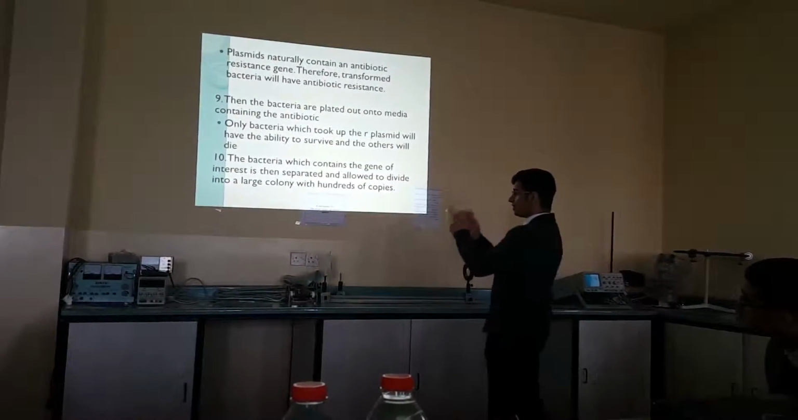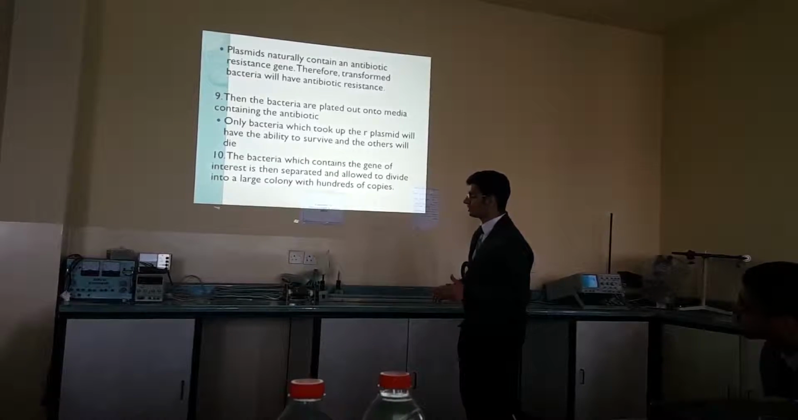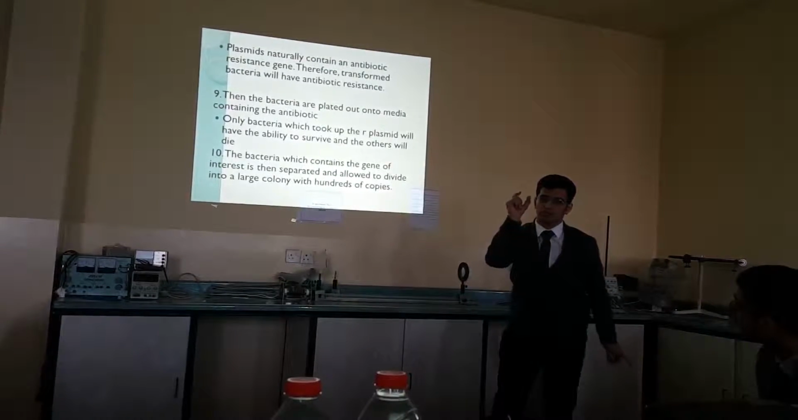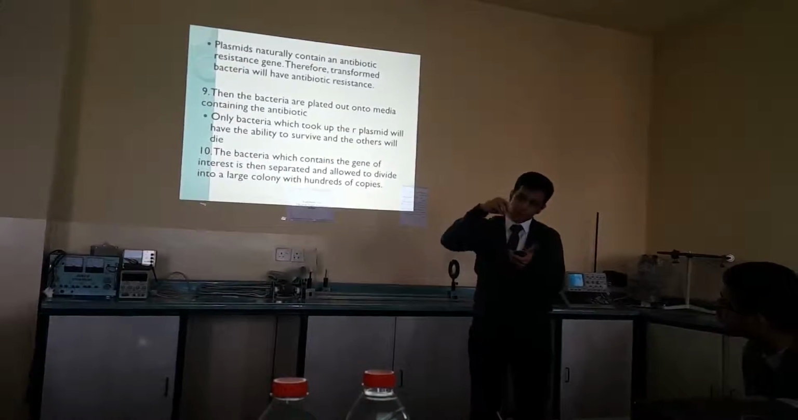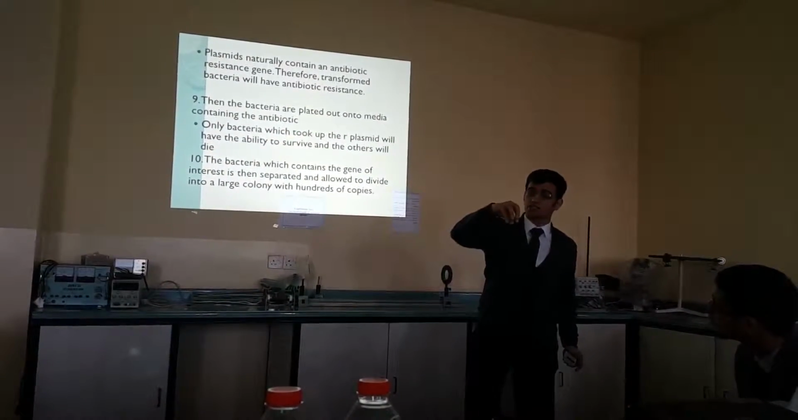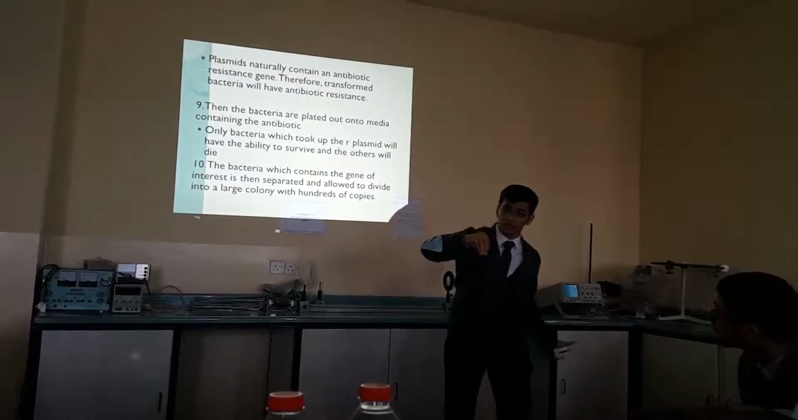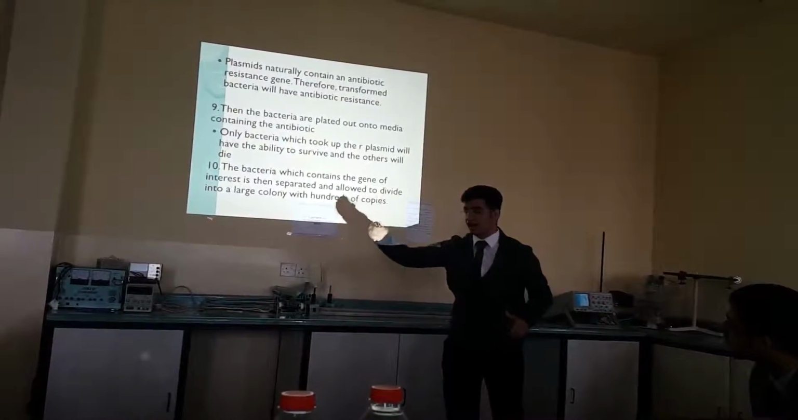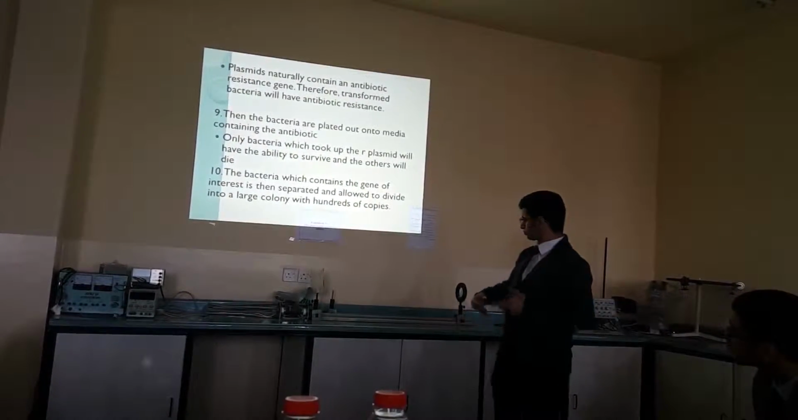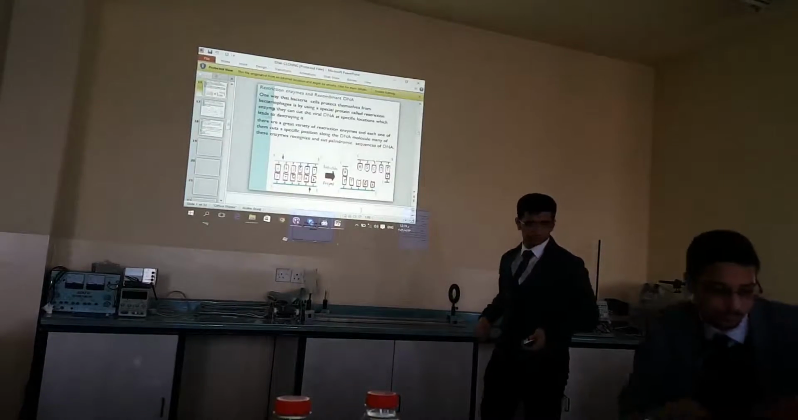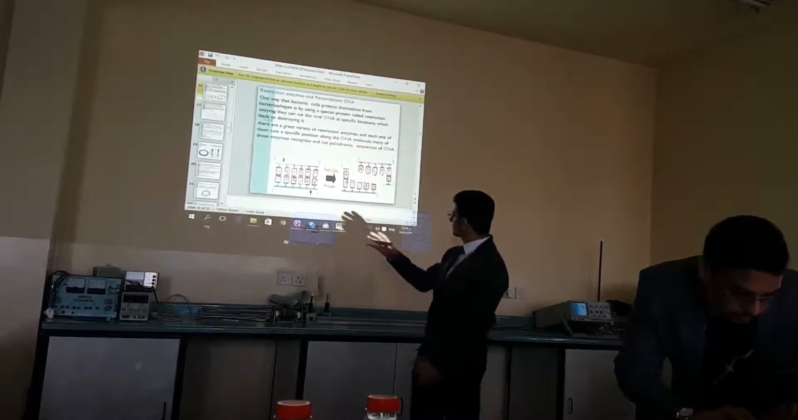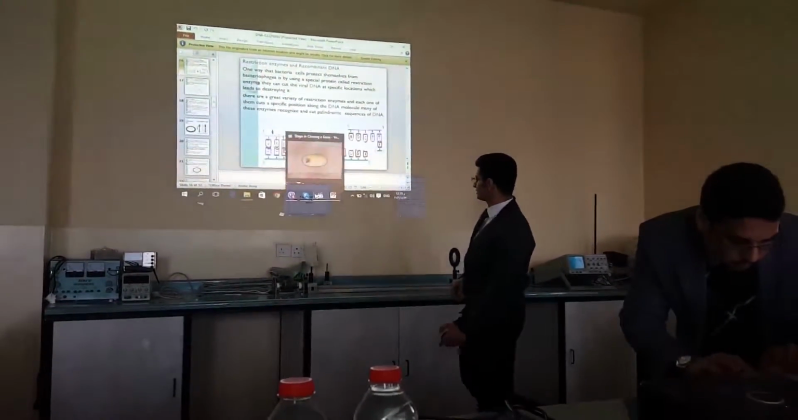Last but not least, the bacteria which contain the gene of interest. As I told you, we need only the bacteria which contain the gene of interest. So we will separate the bacteria which have the gene of interest from the others, and then we let them divide and make colonies and hundreds of copies. I have a small video so you can understand it better.